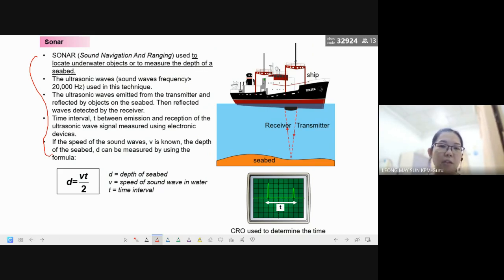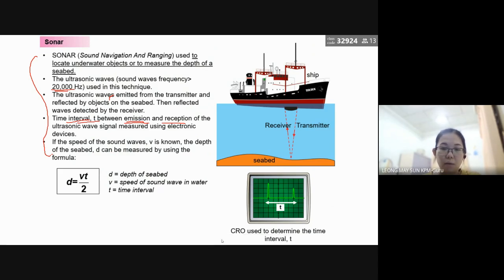All right, sonar, sound navigation and ranging, is actually used to locate underwater objects and to measure the depth of a seabed. So ultrasonic wave means a frequency greater than 20,000 hertz, which we humans cannot hear. We humans can hear up to, if I'm not wrong, 2,000 plus, and that is actually very, very high already. Okay, so over here, the ultrasonic wave is emitted from the transmitter and reflects off the objects on the seabed. Then the reflected wave will be detected by the receiver. What do they calculate? They calculate the time interval between the wave being emitted and received. So if the speed of sound wave is known, normally around 330 meters per second, then they can actually calculate how deep it is.